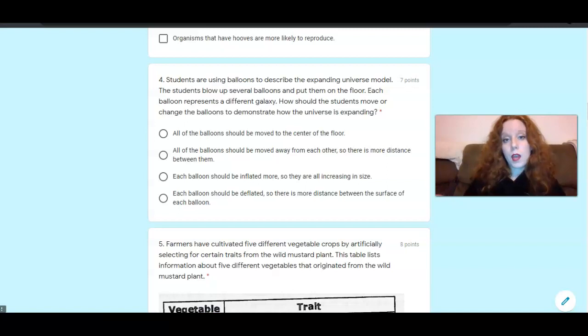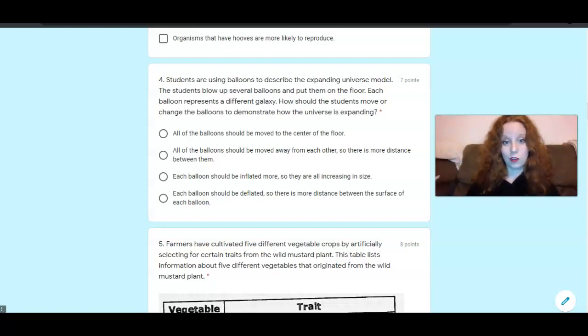All right, so here we have one of the first and few questions on this standard from your diagnostic practice test. It says, students are using balloons to describe the expanding universe model. The students blow up several balloons and put them on the floor. Each balloon represents a different galaxy. How should the students move or change the balloons to demonstrate how the universe is expanding? Right there's your big hint. It already says expanding. So again, moving away from each other.